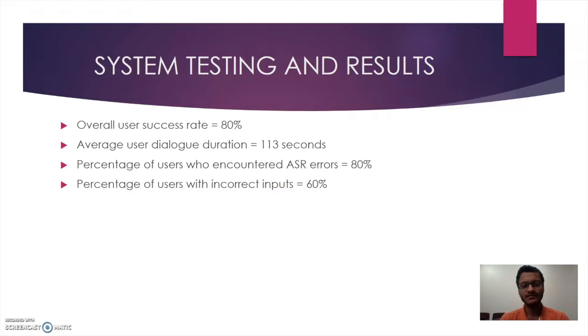After round-robin evaluation, we calculated the following results. We found the overall success rate to be 80%. We also calculated the average user dialogue duration, which we found to be 113 seconds. We also calculated the percentage of users who encountered ASR errors, which is 80%. We also calculated the percentage of users with incorrect inputs, which is 60%.